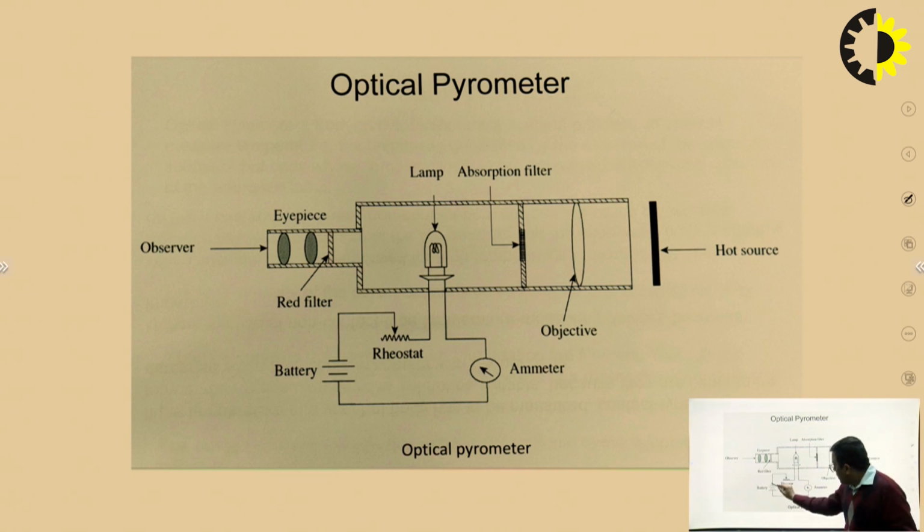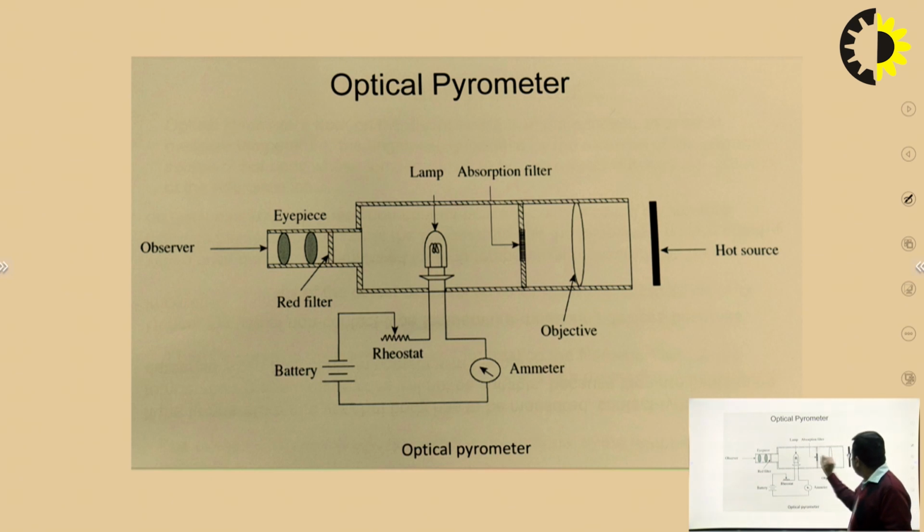From the battery, the current is drawn. If I am changing the resistance with the help of the rheostat, then obviously the current passing through this lamp will be different. I can vary the current with the help of this rheostat. So if the current is changing, then obviously the light emitted through the filament will also change.